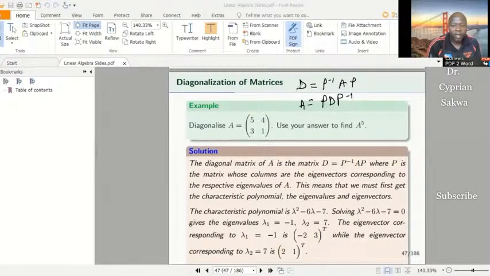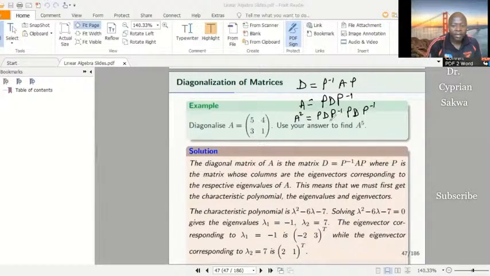So after getting the diagonal matrix, I can express A in terms of the diagonal matrix by multiplying P times this diagonal matrix times the inverse of P. That will give me A. That means if I want to square matrix A, I need to multiply it twice: P D P inverse, then again P D P inverse.